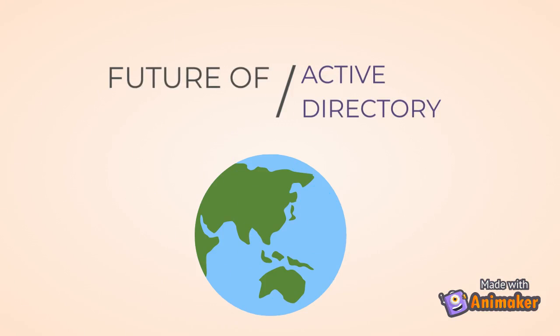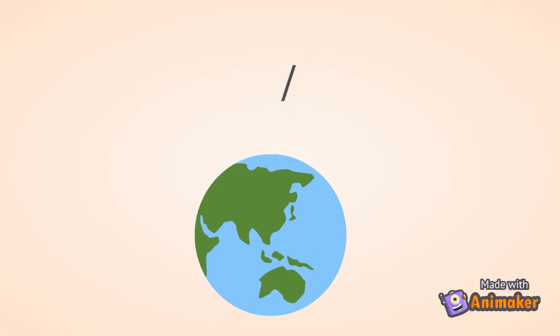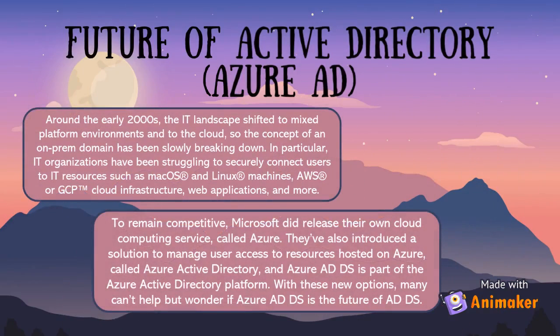Now, I'll explain to you the future of Active Directory. Around the early 2000s, the IT landscape shifted to mixed platform environments and to the cloud, so the concept of an on-prem domain has been slowly breaking down. In particular, IT organizations have been struggling to securely connect users to IT resources such as macOS and Linux machines, AWS or GCP cloud infrastructure, web applications, and more.